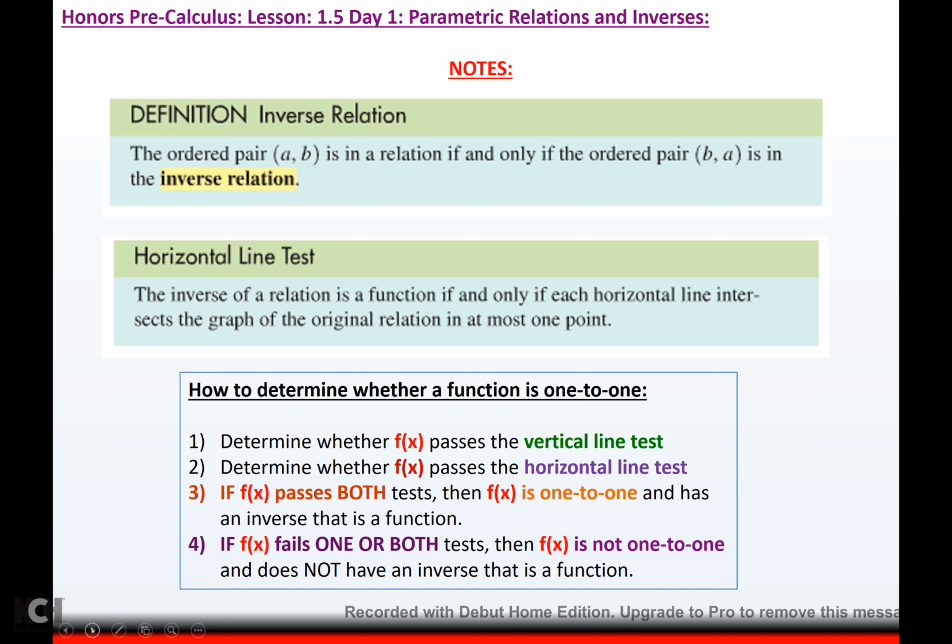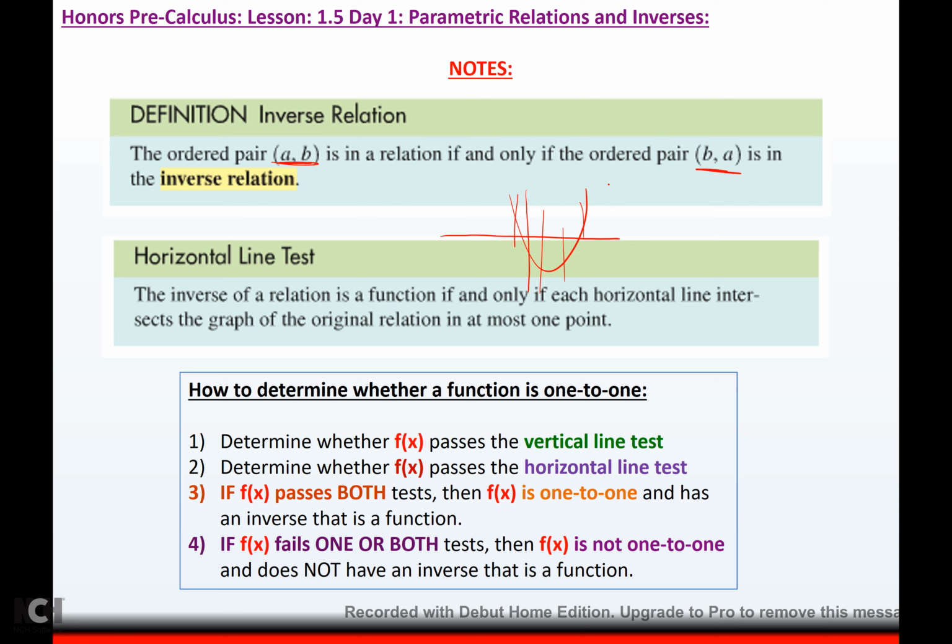Alright, so an inverse relation. The ordered pair AB is in a relation if and only if the ordered pair BA is in the inverse relation. We've talked about inverses before, and normally when we found inverses, we switched x and y and got y alone. Well, they're saying the same thing. If you want an inverse of an ordered pair, switch them. Okay, we've worked with the vertical line test for a long time, okay? This would pass a vertical line test. And I'm sure you've always wondered, is there a horizontal line test? There is. We just really didn't need it until now.